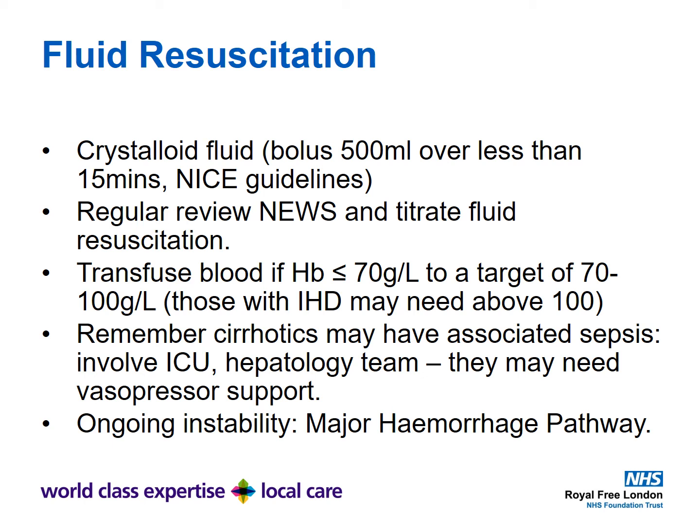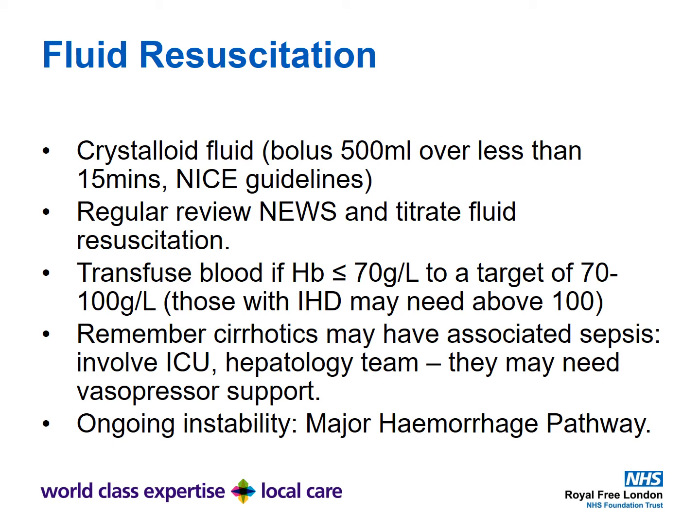We transfuse blood if the Hb is less than 70, to a target of 70 to 100. Those who are prone to ischemic heart disease may need above 100. Again, it's important that we get the balance right between transfusion need and symptoms, as overly transfusing someone who doesn't need it can actually precipitate worsening of bleeding.